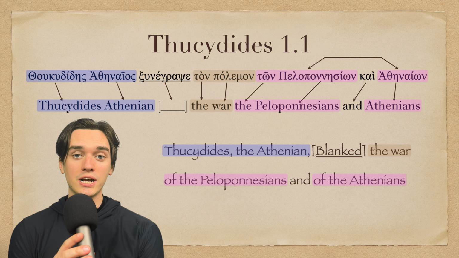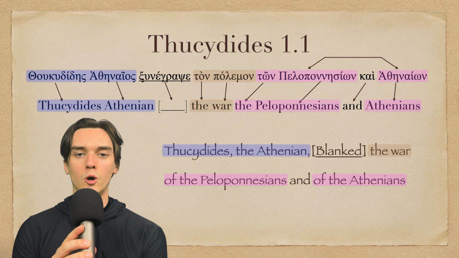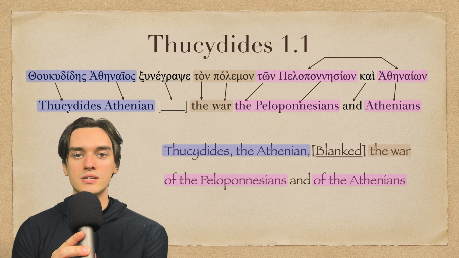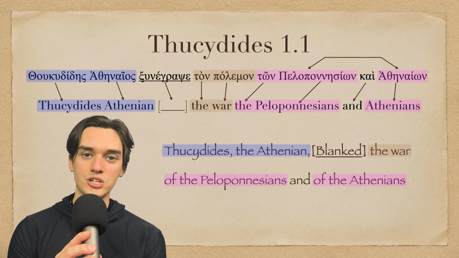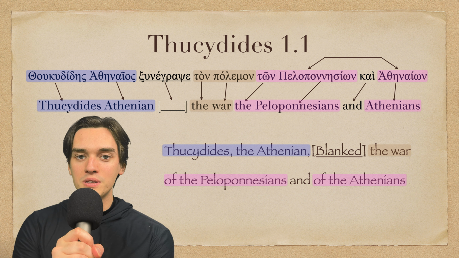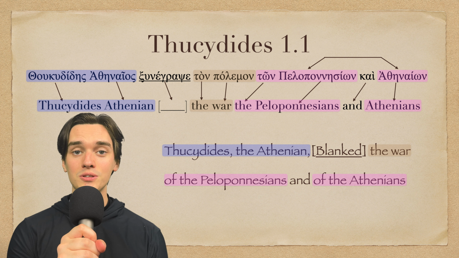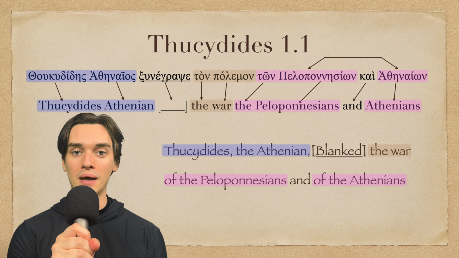After putting that down, we should check for datives and genitives. And oh my, it looks like we have two of them. Ton Peloponnesion kai Athenaion, meaning of the Peloponnesians and of the Athenians. Because of its proximity to Polemon, I'm guessing that it modifies that. Let's say that this genitive is possessive. If it's possessive, that means that it's the Peloponnesians and the Athenians' war. So altogether, we have Thucydides the Athenian blanked the war of the Peloponnesians and the Athenians.